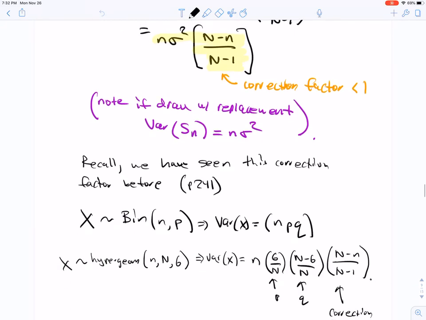We've seen this correction factor before when we compare, for example, the variance of the binomial to the variance of a hypergeometric. Then we get the variance of the binomial is n sigma squared, where sigma squared is pq, because that is the variance of an indicator. And the hypergeometric is essentially n sigma squared times this correction factor.